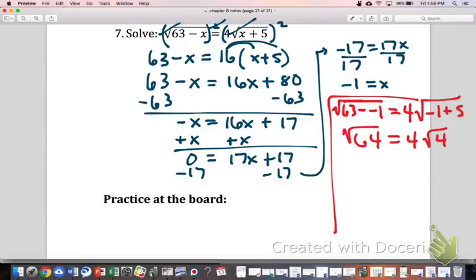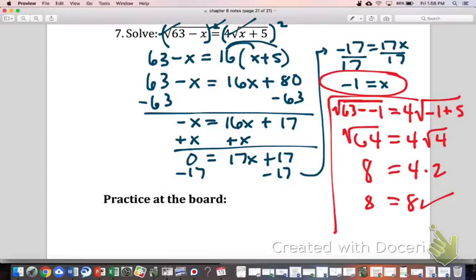What's the square root of 64? 8. And what's the square root of 4? 2. Look at that. It does check, right? 8 equals 8. So that checked out just fine. So I would say that x equals negative 1 is a legitimate solution for this. Okay? Take a minute, think that over. Do you have any questions?